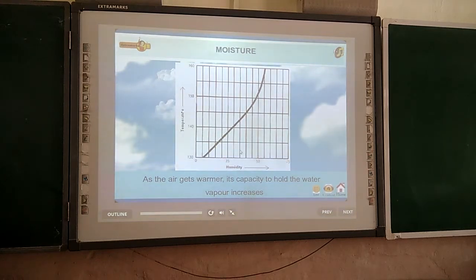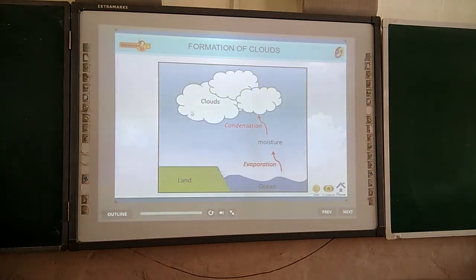Now watch the following animation to understand how moisture in the atmosphere results in condensation. Look at the process of formation of clouds.